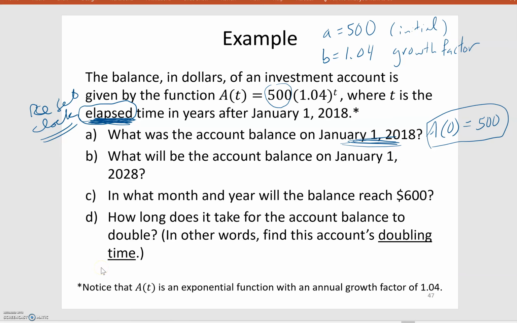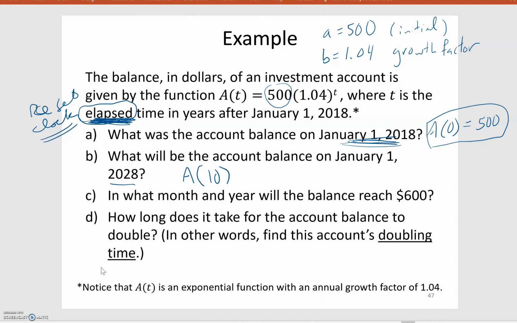All right, so we've answered part A on this investment model. Let's look at the following parts. What will be the account balance on January 1st, 2028? This is asking for the output of the function after a given amount of time has passed, which 2028 is going to be 10 years after, right? So this is asking us to evaluate the model.